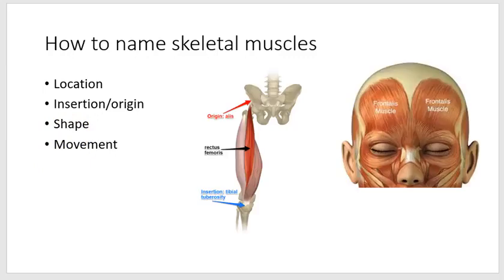So here we can see the location, frontalis muscle, or the frontal belly of the occipitofrontalis muscle, depending on how you want to talk about it. We're just going to call this the frontalis muscle. It's found on the frontal bone. Here you have the rectus femoris. Femoris, because it is found in the femoral region, or above that femur.